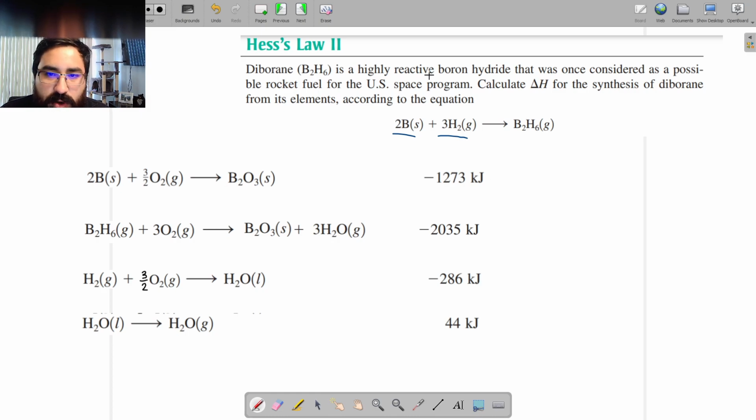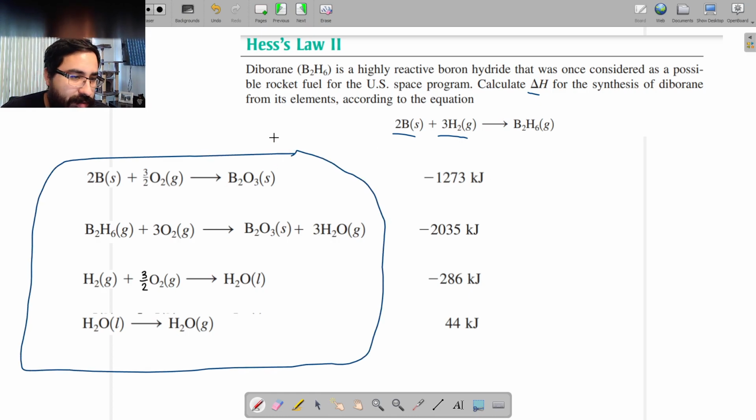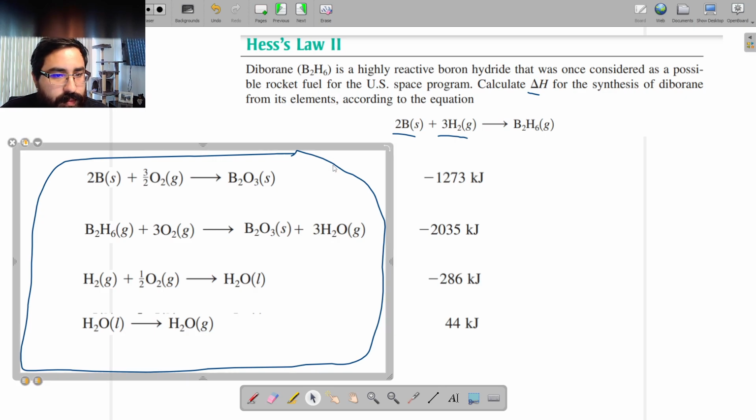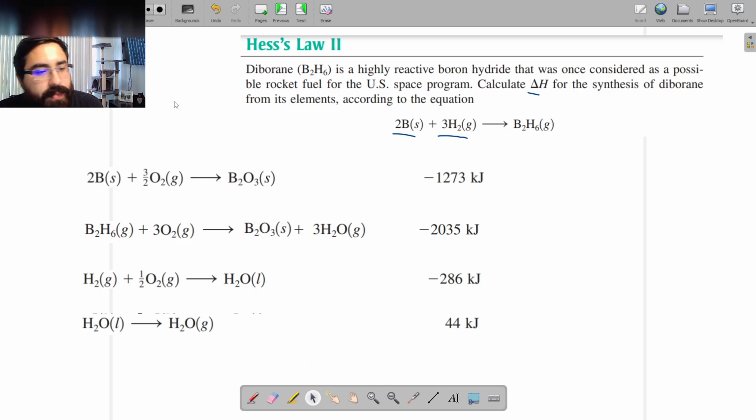Diboron is a highly reactive boron hydride that was considered as a possible rocket fuel for the U.S. space program. Calculate the delta H for the synthesis of diboron from its elements according to this equation. Well, this equation can be obtained from adding and subtracting and rearranging and multiplying the equations in this example, okay? Whoops, shouldn't have been there. All right, spoiler alert.